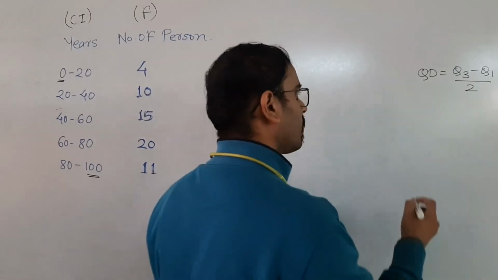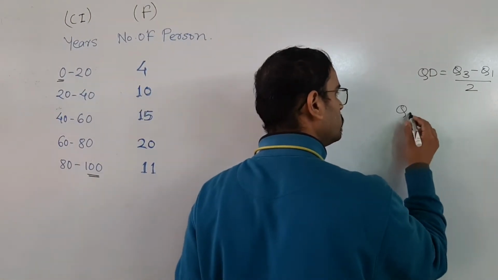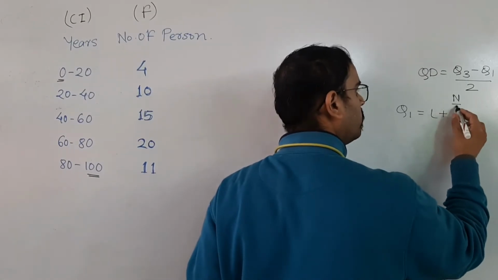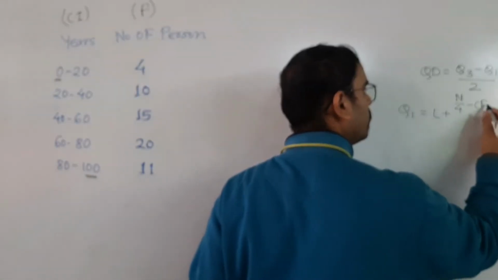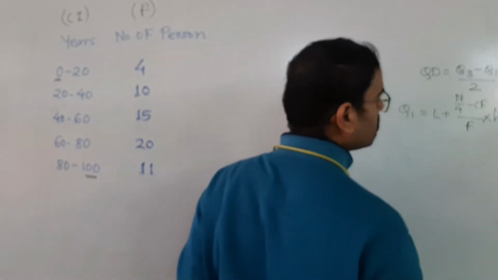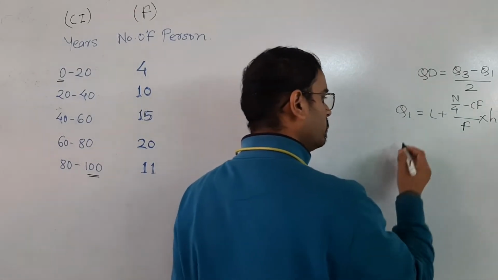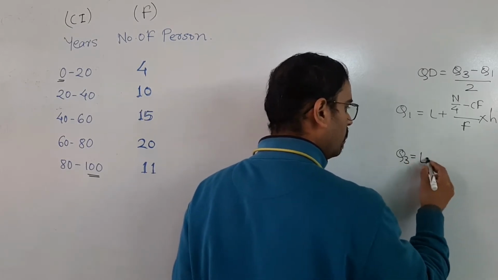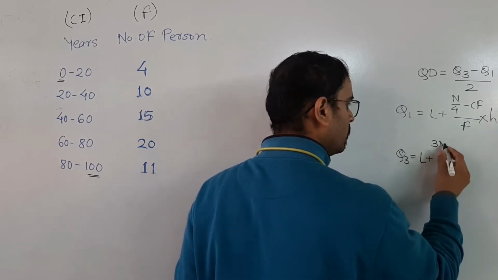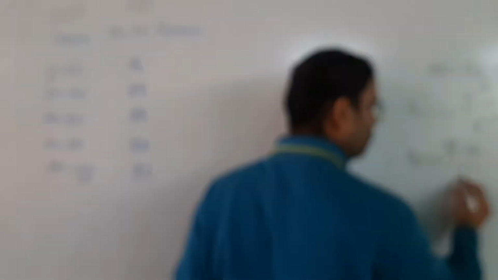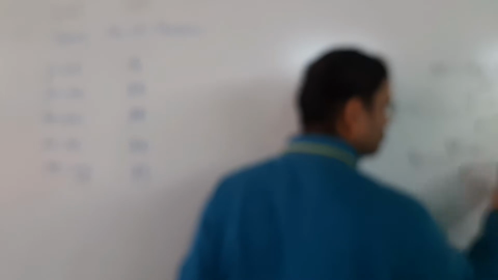The Q1 formula is L plus N by 4 minus Cf upon F into H. That is the formula of Q1. In the same way, the formula of Q3 is L plus 3N by 4 minus Cf upon F into H.